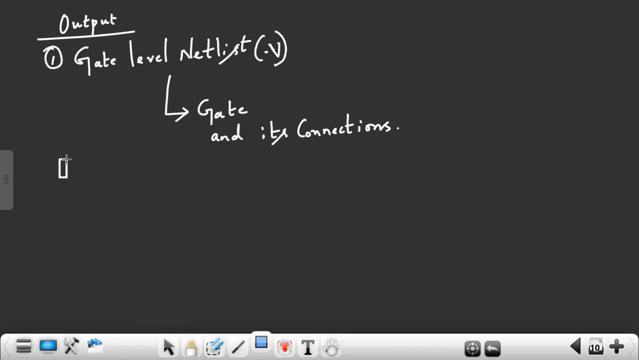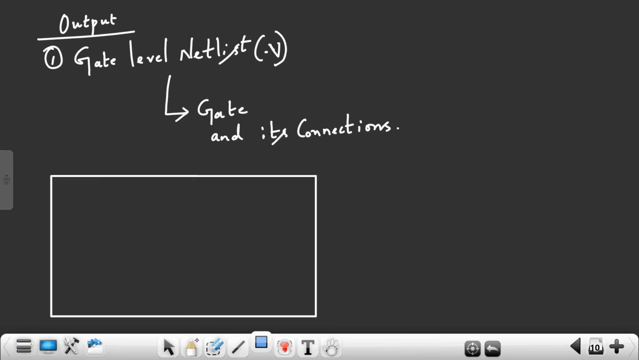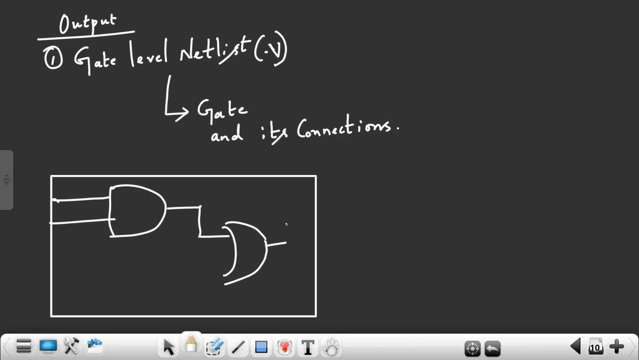For example, this is your gate level design. Assume that you have one AND gate, one OR gate, and one inverter. Here this input is A, this input is B, this input is C. This is the N1 net, this is the N2 net. Intermediate connections are called nets, N1 net and N2 net. The output of the circuit I will call Y.